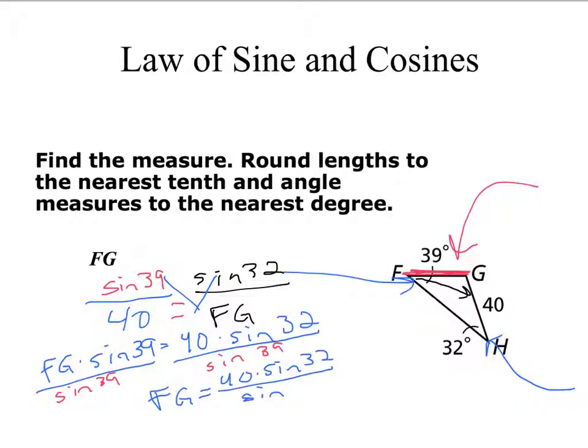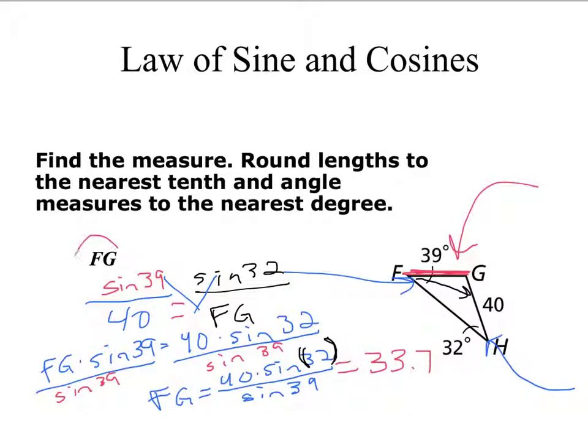So on my calculator, we need to be careful, okay, because you're going to type in 40 times the sine of 32, and when you write sine, it's going to give you those parentheses. Okay, so 40 times sine of 32. Make sure that before you press that division sign, you put that ending parenthesis after that 32. So 40 times sine 32, end of parentheses, divided by the sine of 39, and you will get the answer of 33.7.